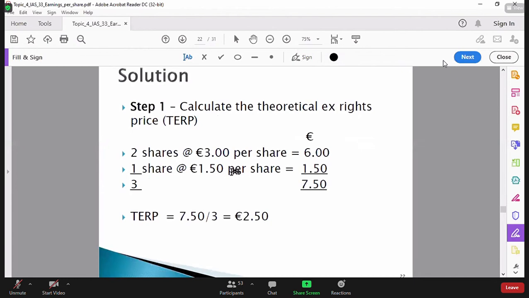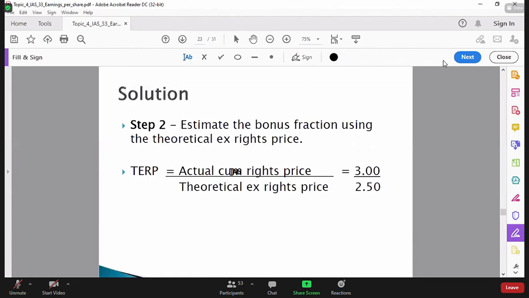Second step, you are to calculate the bonus fraction. This one is a bit different. You have to calculate the bonus fraction using TERP. That's why it is important for you to calculate TERP first. So now the actual cum rights price, this is the market value, which is 3, and then you divide by the TERP just now, 2.5. Now you do not calculate this one first. Why? Because they want you to look at the bonus fraction only. This is what they mean by fraction.